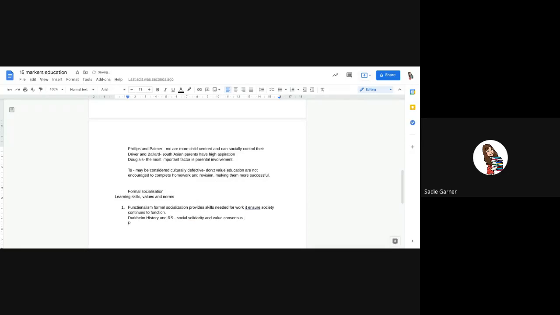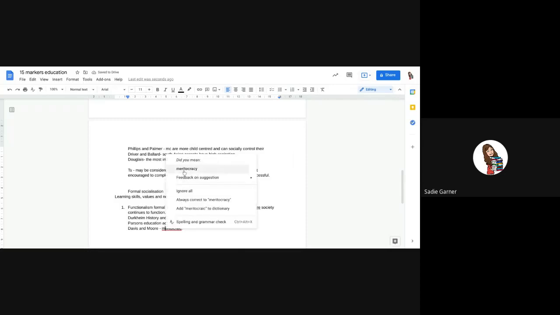For Parsons, education acts as a bridge between home and work, ascribed to achieved, particularist to universalistic, all those lovely concepts. Davis and Moore: education is meritocratic. Differences are due to ability. Society is openly mobile.